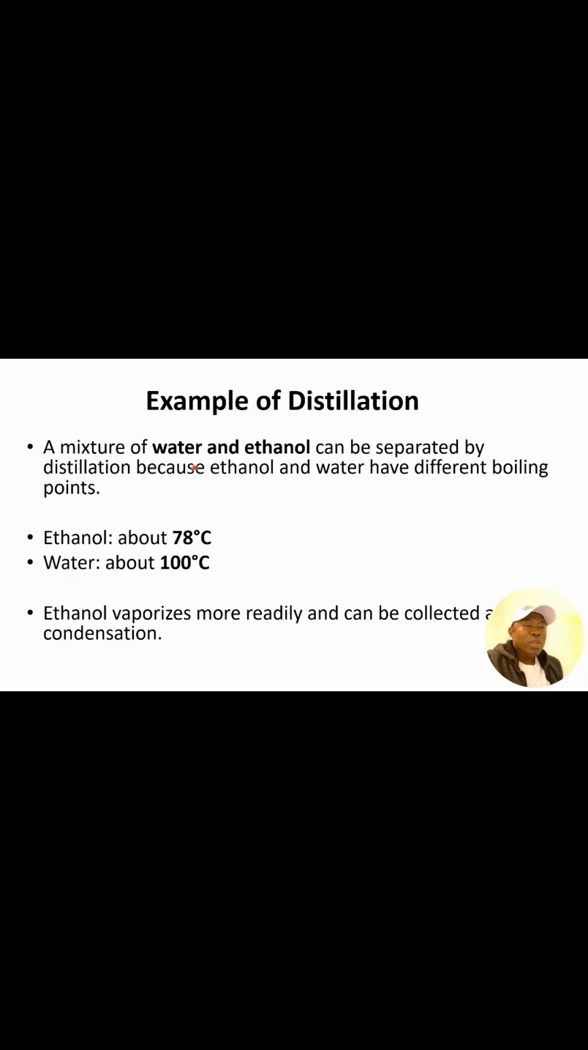The mixture of water and ethanol can be separated by distillation because ethanol and water have different boiling points. Ethanol is 78 degrees and water is 100 degrees. So as they vaporize, the ethanol vaporizes quickly before the water. We call it fractional distillation, or distillation. This is how we describe the distillation process. Now let's look at the diagram.